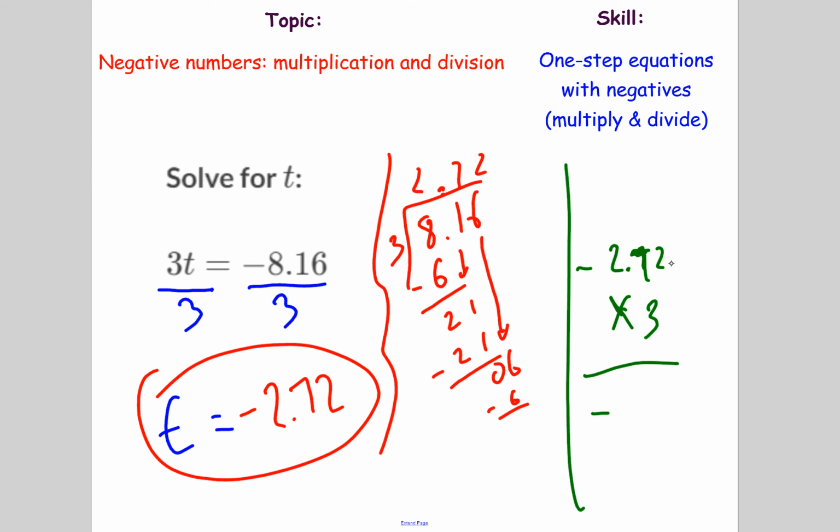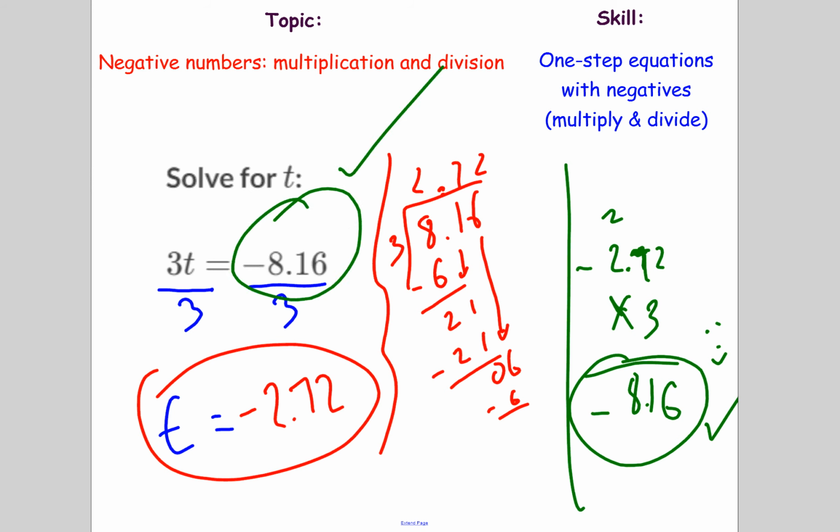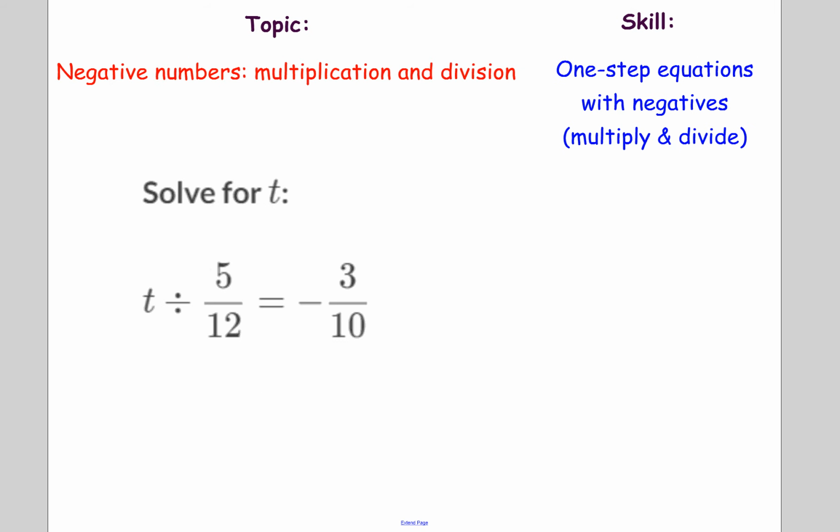3 times 2 is going to be 6. 3 times 7 is 21. Carry the 2. 3 times 2 is 6, plus 2 is 8. I got to carry 2 decimal places over, so 1, 2 puts the decimal point right there. So I get negative 8.16. Does that put a smile on my face? Yes, it does, because negative 8.16 is what I have there and there. So I solved it. I checked it. Don't be lazy.